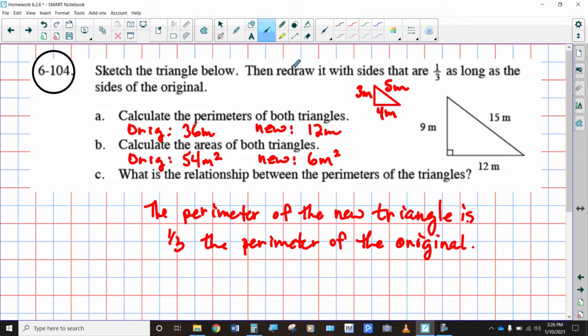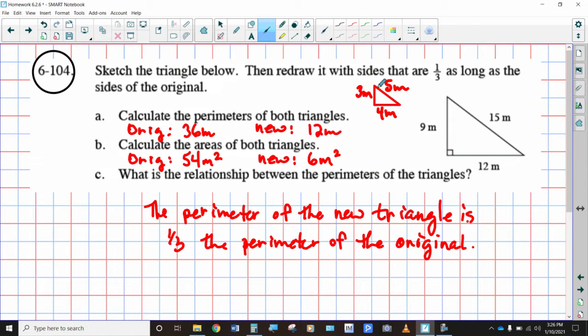Sketch the triangle below, then draw it with sides that are 1/3 as long as the sides of the original. Okay, so if you're going to take 1/3 of 9, it's going to be 3, 1/3 of 15 is going to be 5, and 1/3 of 12 is going to be 4. So these will be the dimensions of the scaled down or reduced triangle. Then it says calculate the perimeters. We'll just add each of these up.